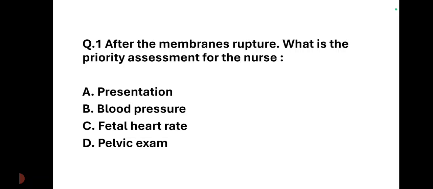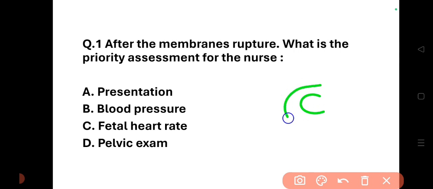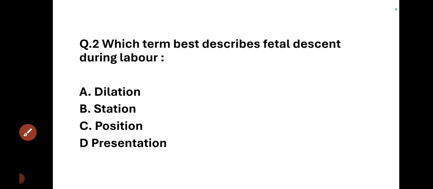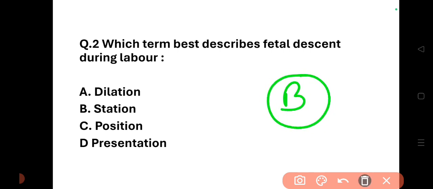Question number 1. After the membrane rupture, what is the priority assessment for the nurse? The right answer is option C, fetal heart rate. Question number 2. Which term best describes fetal descent during labor? The right answer is option B, station.